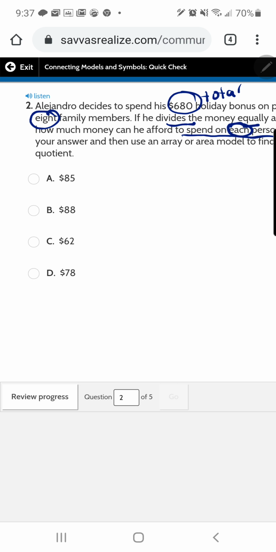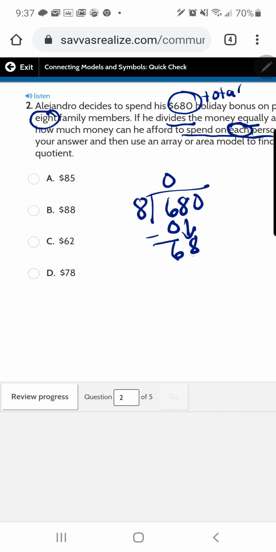Whenever you see the word each in the question, that might be a big clue that you might have to divide, okay? But the word each or per has to be in the question, all right? So in this case, we are going to divide the total, 680 divided by 8. It's a 1-digit divisor, so we're going to divide the dividend 1 digit at a time. How many groups of 8 can I make with 6? 0. 0 times 8 is 0. Subtract and get 6. Bring down the 8.